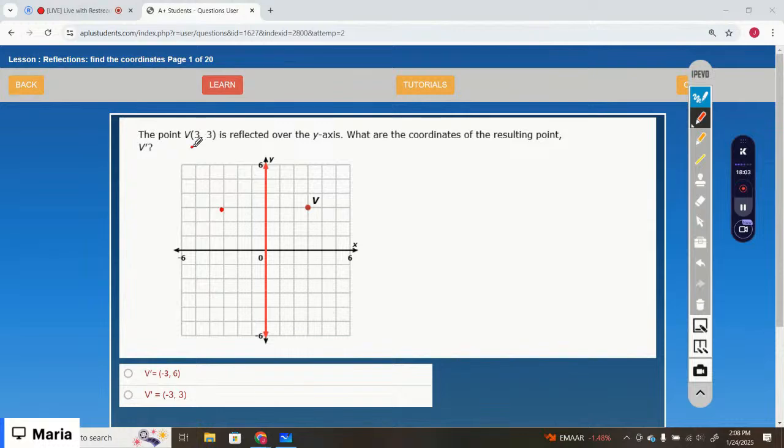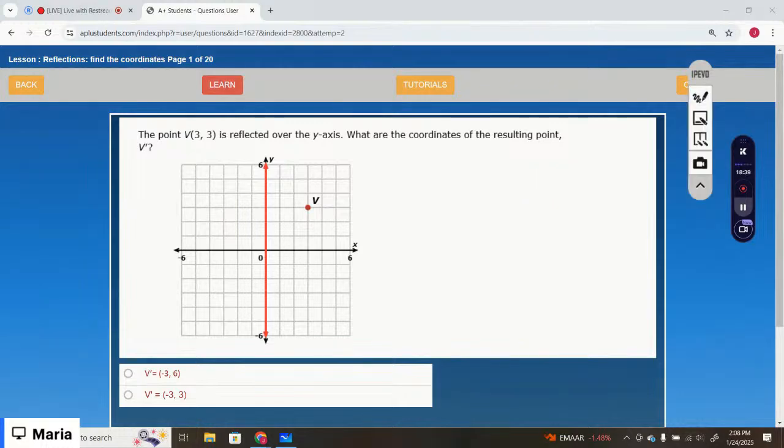Here you can see the x is positive. That is the x coordinate. The first coordinate is always the x value, that is positive. So now when that is reflected over the y-axis, the new coordinates you can see are -3 and 3. Option number 2 is the correct option. Got it?